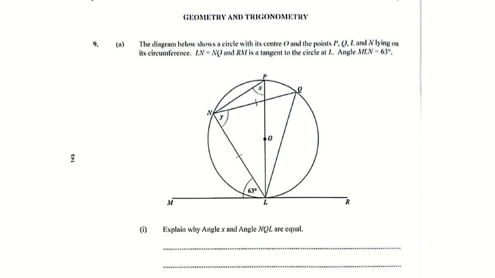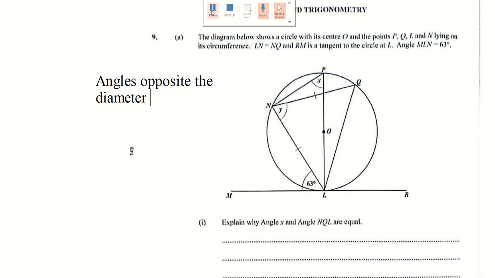Angle MLN is 63. So immediately I know from what they're saying here that PL is your diameter. And what was the rule for your diameter? The angle opposite the diameter is 90 degrees. So we know that basically angle PNL is equal to 90 degrees. Yeah? That is this angle right here.